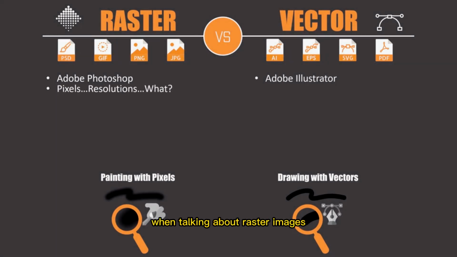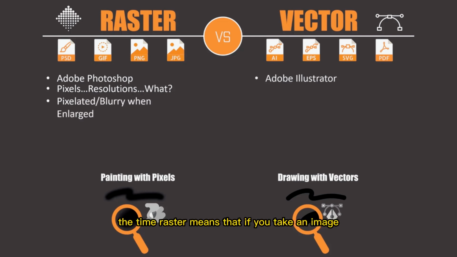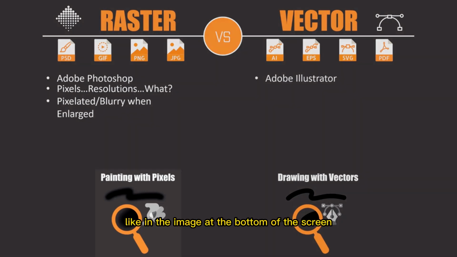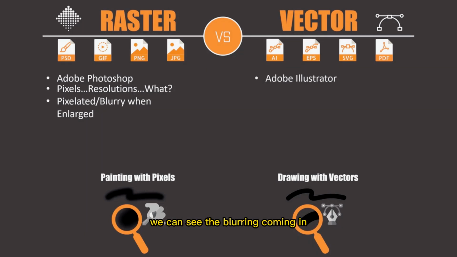When talking about raster images, we can quickly make things very complicated by talking in depth about pixels and resolutions. They're good to know and they explain how raster works, but they aren't needed for a simple understanding of what raster is. At its core, the term raster means that if you take an image or a photograph that is small and enlarge it, it will become more and more pixelated, or more blurry. Like in the image at the bottom of the screen, we can see the blurring coming in, until it reaches the point where it is unrecognizable.